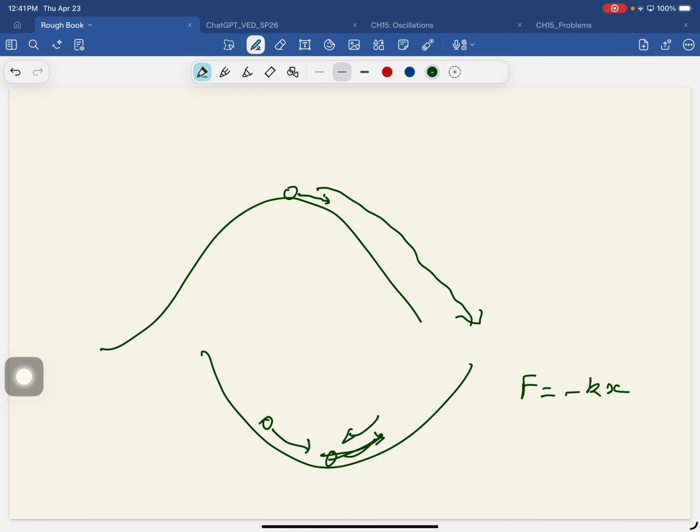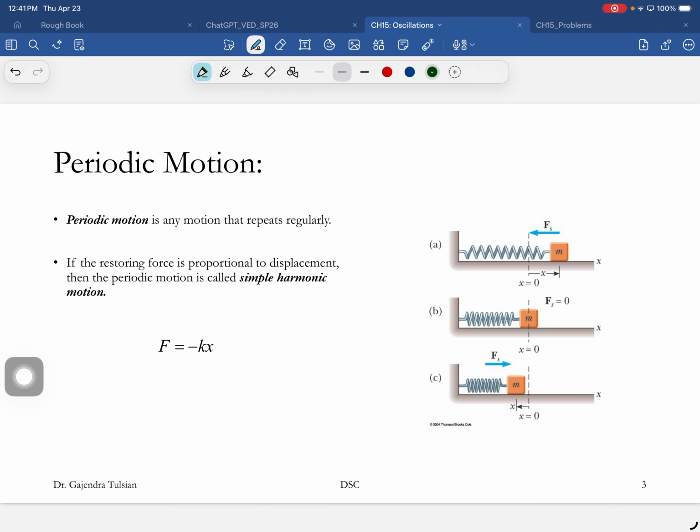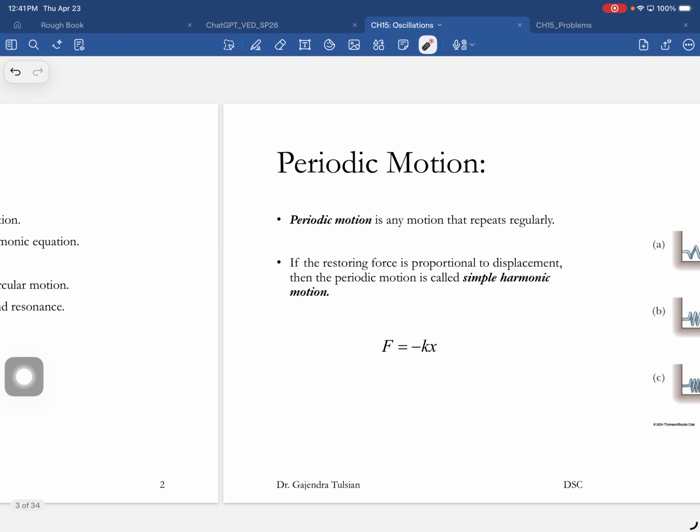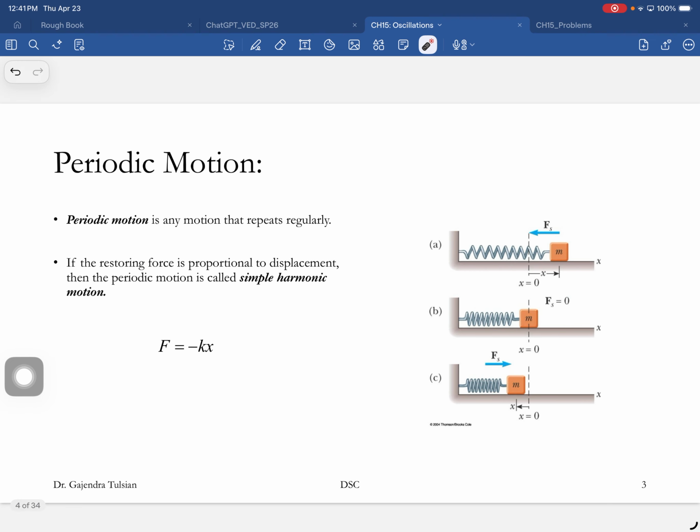Okay, again, make sure you understand this chapter. This is very important for you. Okay, so we'll look at periodic motion, a motion that repeats itself and has the same period. And when the restoring force is proportional to the displacement, that motion is called simple harmonic motion.